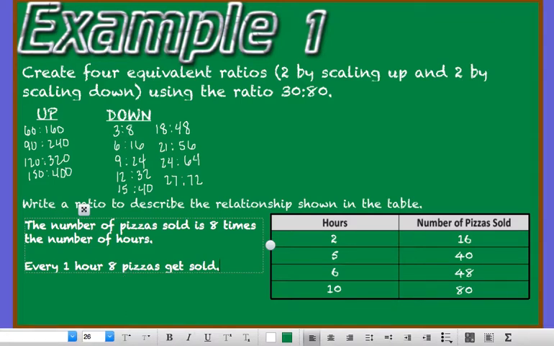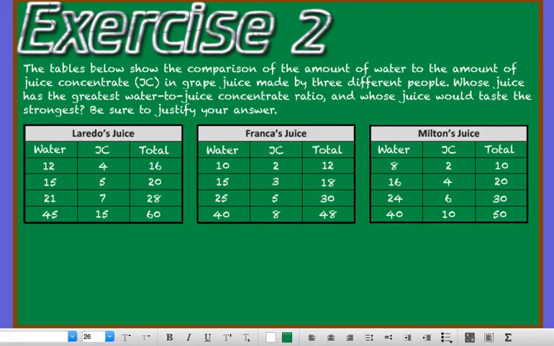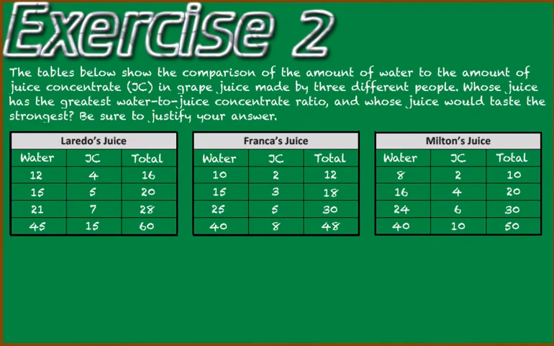All right, so we're going to skip exercise 1 for right now, and we are going to talk about exercise 2. We are going to start with looking at the tables of juice concentrate between Lorado, Franca, and Milton. The question asks us to compare the 3 and to find the one that has the greatest water to juice concentrate ratio and whose juice would taste the strongest. And we want to justify our answer.